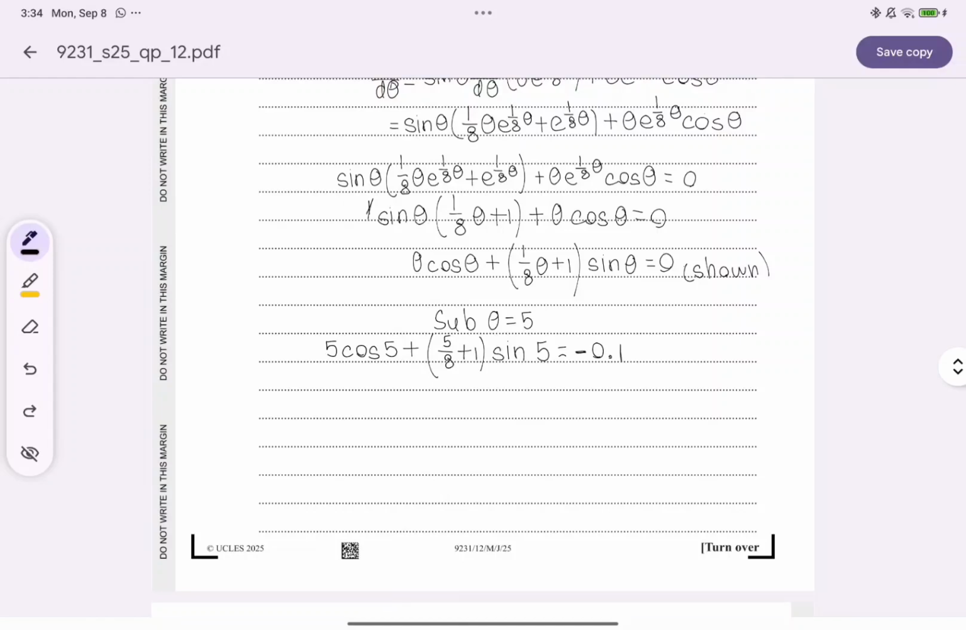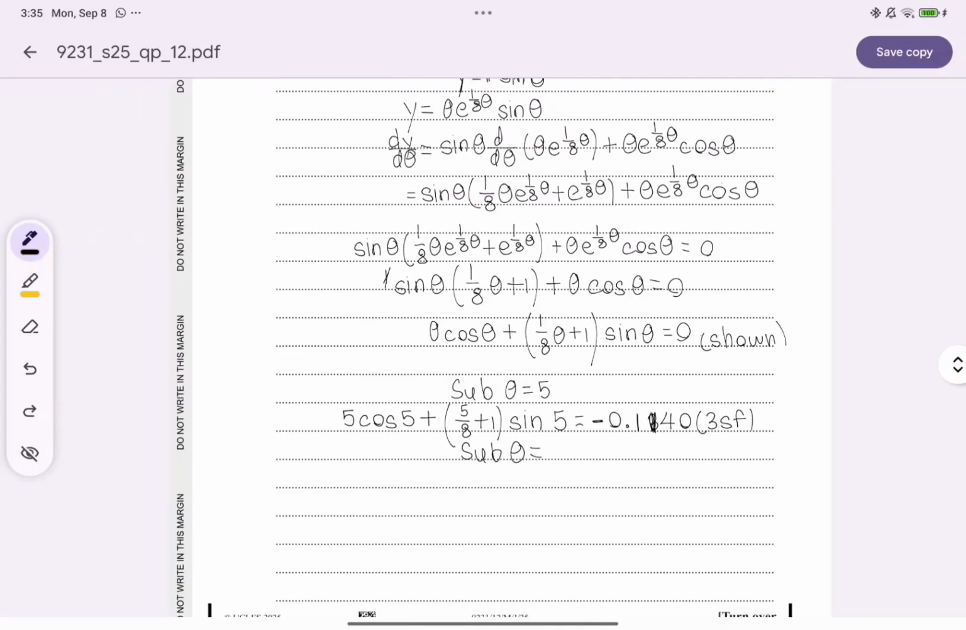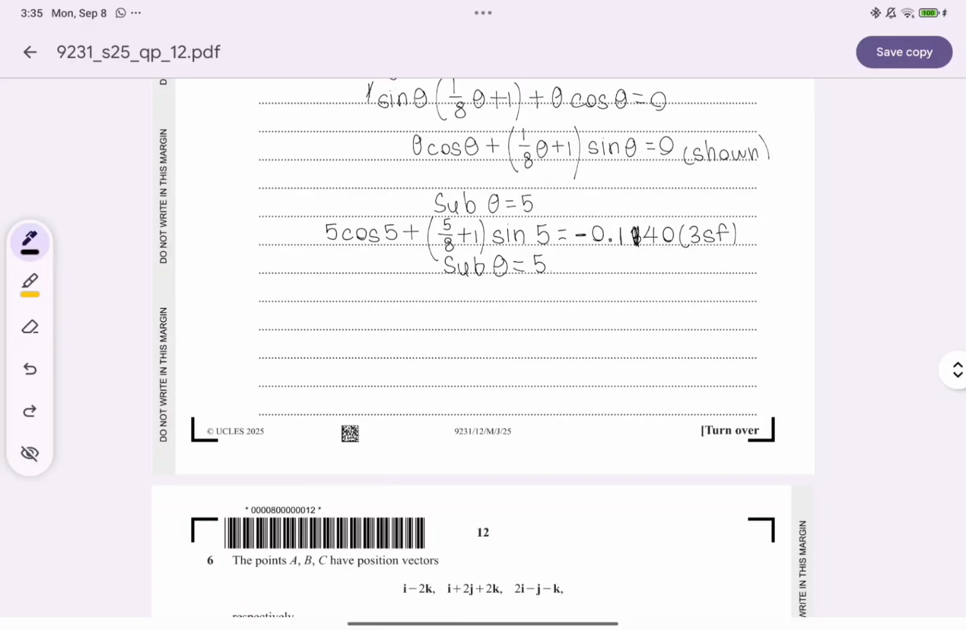So we got a negative value, 0.140 to 3SF. And now substitute theta equals 5.05. So this is 5.05 cosine 5.05 plus 1 over 8 times 5.05 plus 1.